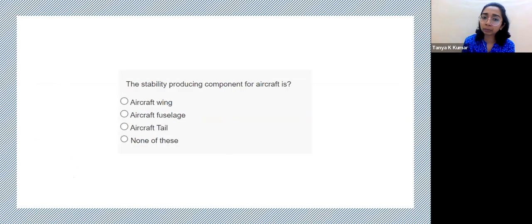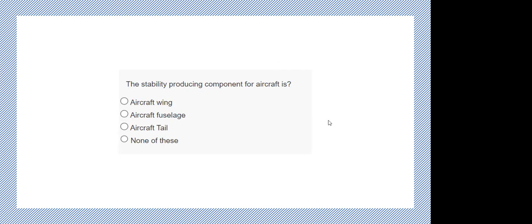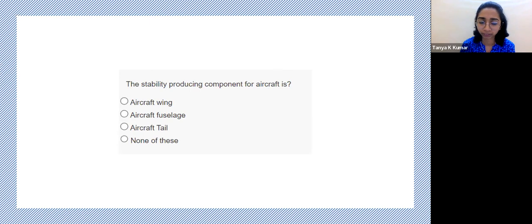Next question is about the stability producing component for an aircraft. We just now discussed what stability is. Can someone remember the simplest definition for stability? The ability of a body to come to its equilibrium position. Yes, the ability for a body to come to equilibrium position. And in the aircraft case, we have static and dynamic stability. Static is the initial tendency to come towards equilibrium. Dynamic will actually tell you whether it will come to the equilibrium given a particular period of time. So over time, will it come back to equilibrium is what dynamic stability tells you.